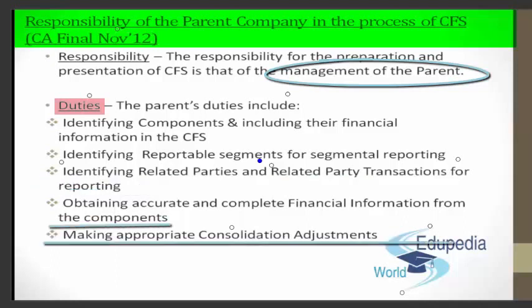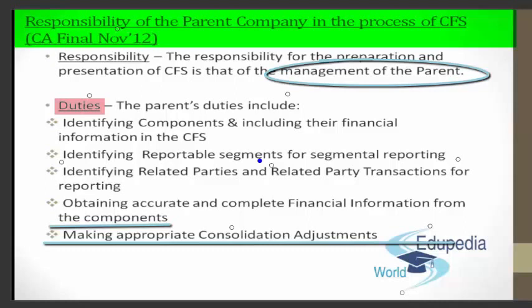Number 4, obtaining the accurate and complete financial information from the components. So you need to obtain the accurate and complete financial information from all your components, be it your subsidiaries, be it your branches, be it your associates. They need to provide you the accurate and complete financial information so that you can include the same in your consolidated financial statements. So that's the duty of the parent.